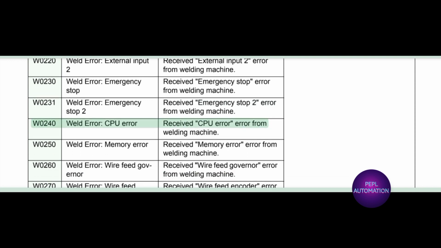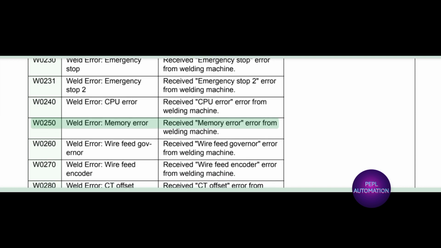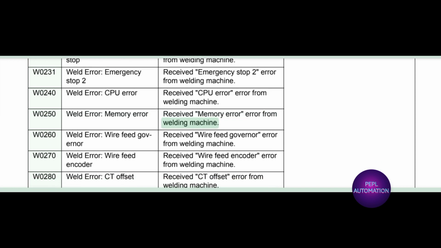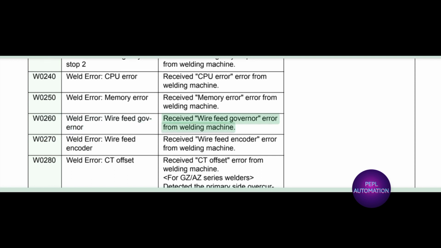W0240 weld error, CPU error received. CPU error, error from welding machine. W0250 weld error, memory error received. Memory error, error from welding machine. W0260 weld error, wire feed governor received. Wire feed governor, error from welding machine.